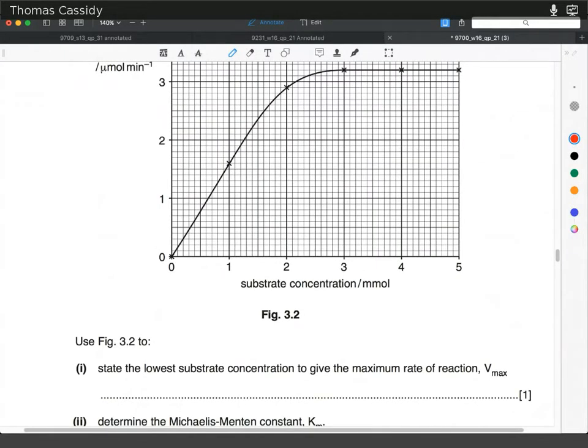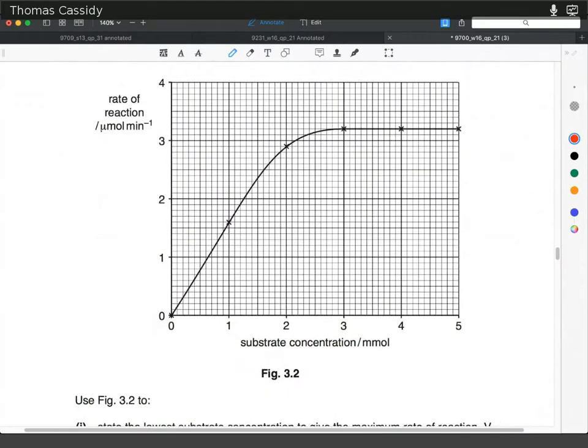So we're asked to state the lowest substrate concentration, which is on this x-axis here, to give the maximum rate of reaction, which is on this side here. So we're looking for the maximum rate of reaction. So we're looking for basically the highest point along this axis that we can get.